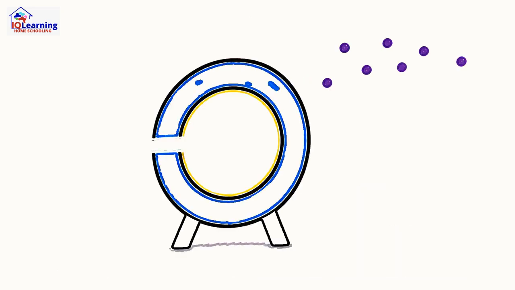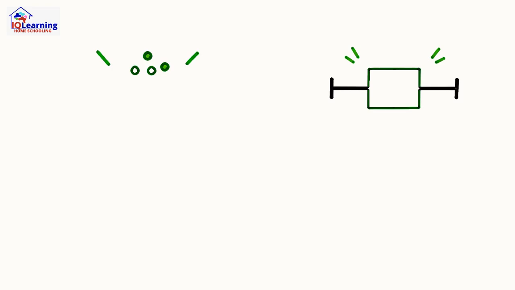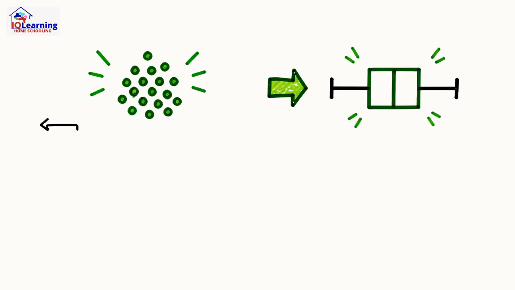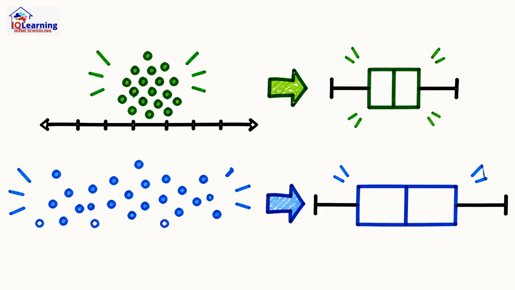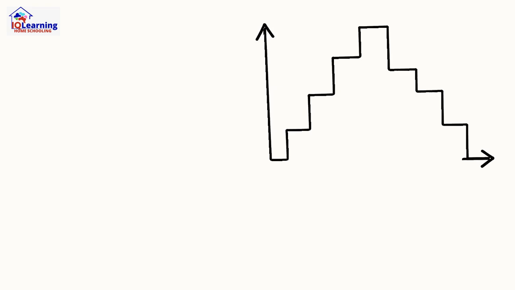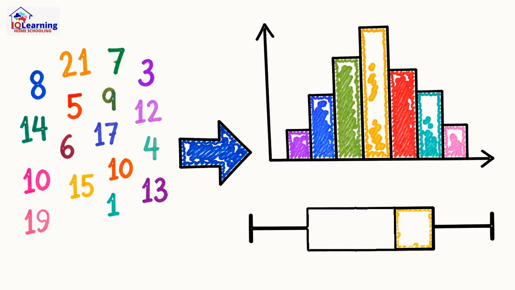But knowing the center isn't enough. We also need to know the spread. Are the data points all huddled together, or are they scattered far and wide? Measures like standard deviation and the interquartile range tell us this. We can then turn these raw numbers into a clear picture using histograms or box plots.